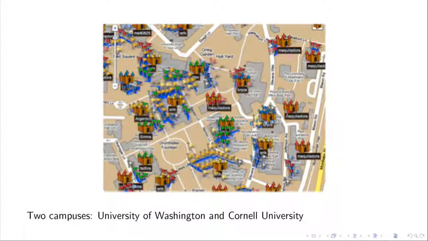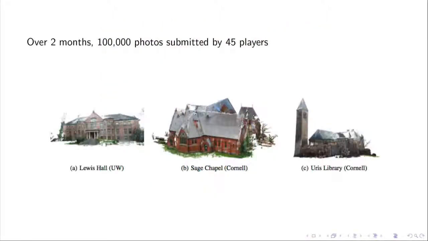And so they set this up as a game where they had these flags on the different buildings, and you could go and take pictures and win flags, and there's teams and points, and it's a bunch of trying to make the data collection and participation enjoyable. And then people would upload pictures, and these are the results of the reconstruction.